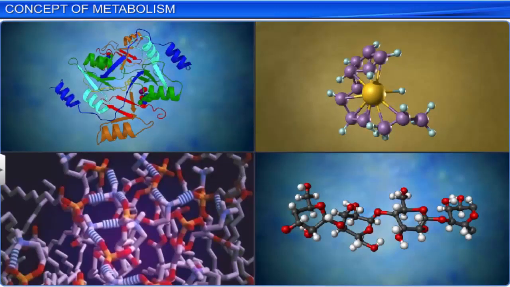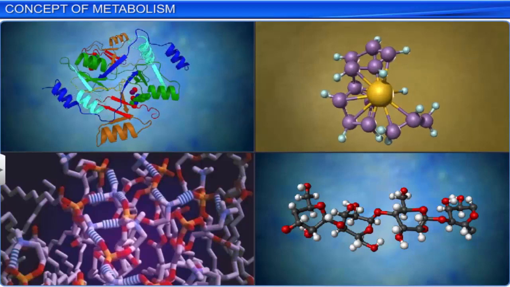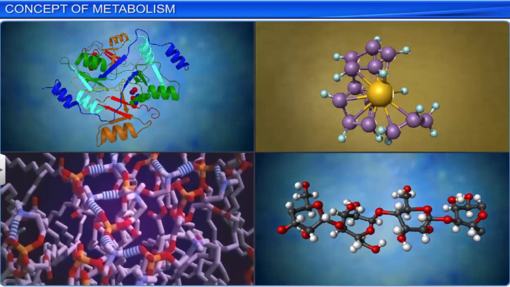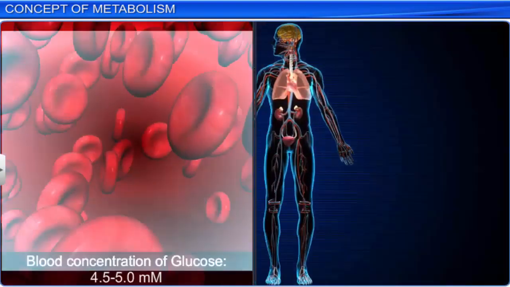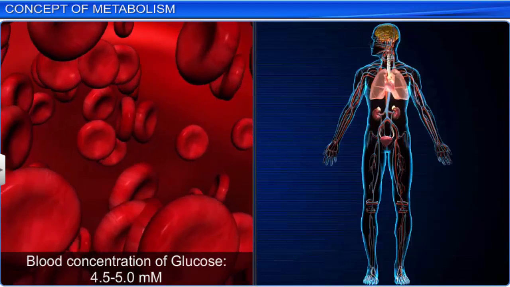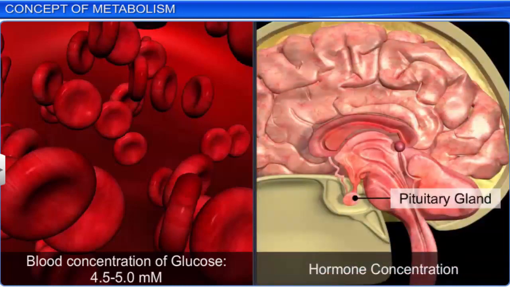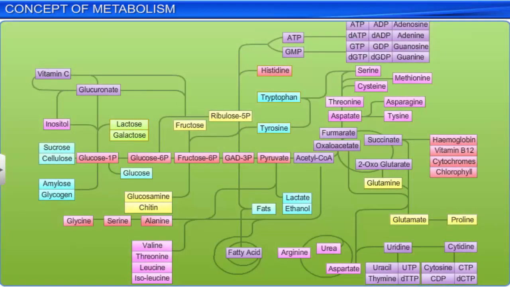As you have studied, thousands of metabolites or biomolecules are present in living organisms. Each of these biomolecules has a definite concentration. For example, the blood concentration of glucose in a normal healthy individual is 4.5 to 5.0 millimolars, while that of hormones is measured in nanograms per milliliter. Moreover, these biomolecules are constantly a part of the metabolic process.